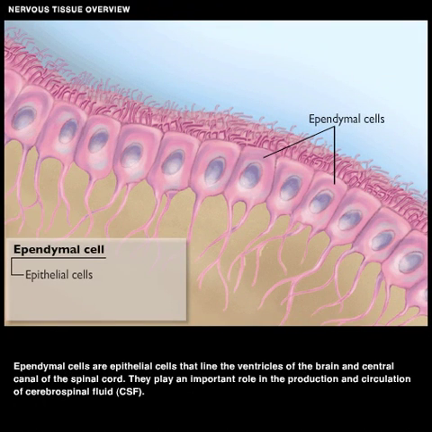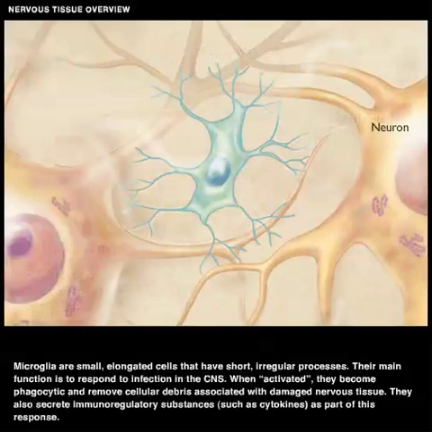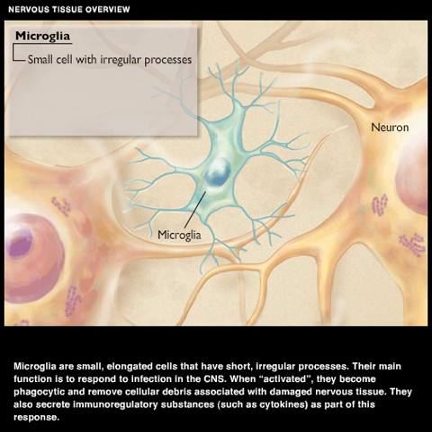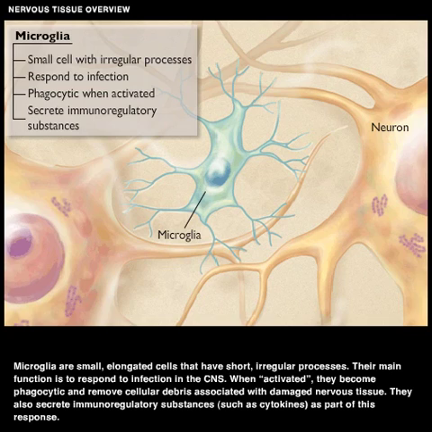Ependymal cells are epithelial cells that line the ventricles of the brain and central canal of the spinal cord. They play an important role in the production and circulation of cerebrospinal fluid, or CSF. Microglia are small, elongated cells that have short, irregular processes. Their main function is to respond to infection in the CNS. When activated, they become phagocytic and remove cellular debris associated with damaged nervous tissue. They also secrete immunoregulatory substances, such as cytokines, as part of this response.